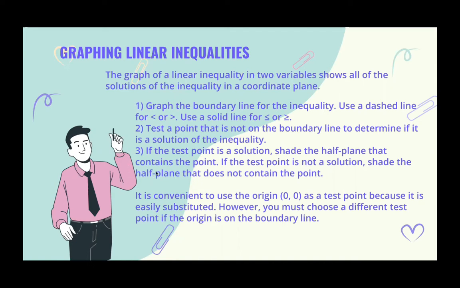So we have three main steps that we follow whenever we are graphing. You're going to first graph the boundary line for the inequality. And just like whenever you're graphing an inequality on a number line, you have special rules for whenever you're using less than or greater than, and when you're using less than or equal to, or greater than or equal to. In this case, when you're graphing your line, you're going to use a dashed line for less than or greater than, and then use a solid line for less than or equal to, or greater than or equal to.